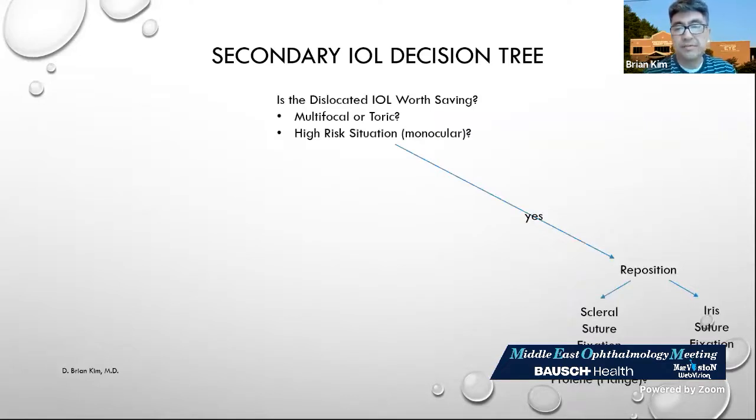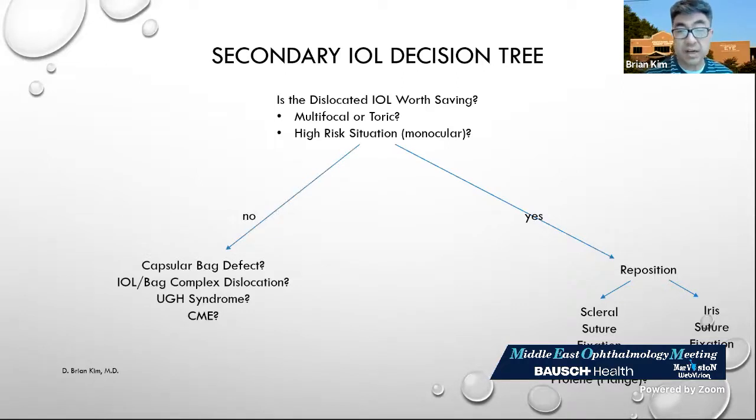And so if the lens is worth saving, then you have to think about repositioning the lens, whether you're going to do an iris suturing technique or a scleral suturing technique, using Gore-Tex, a glued IOL, or a flange, as been discussed by Dr. Carlos and Dr. Ashvin.